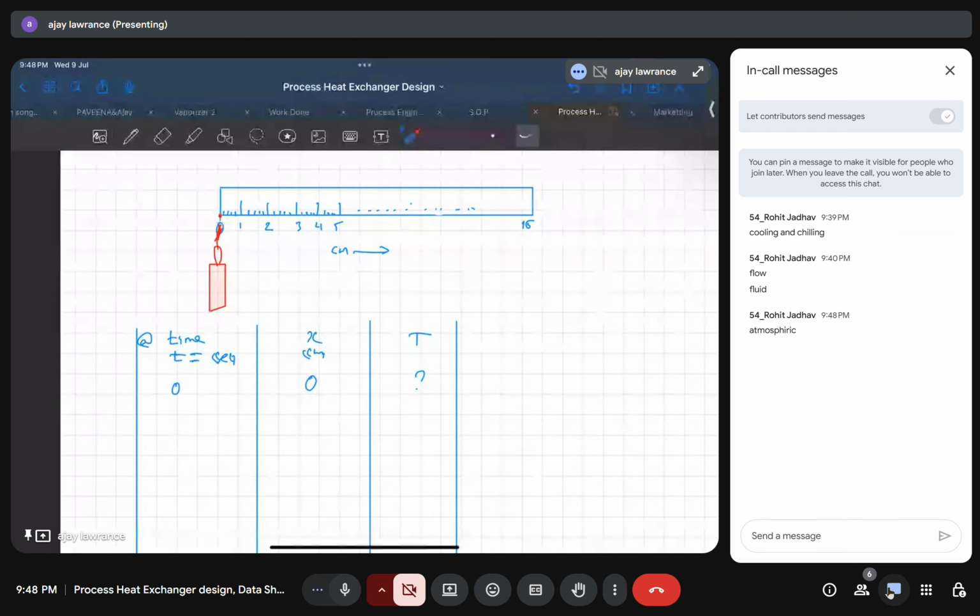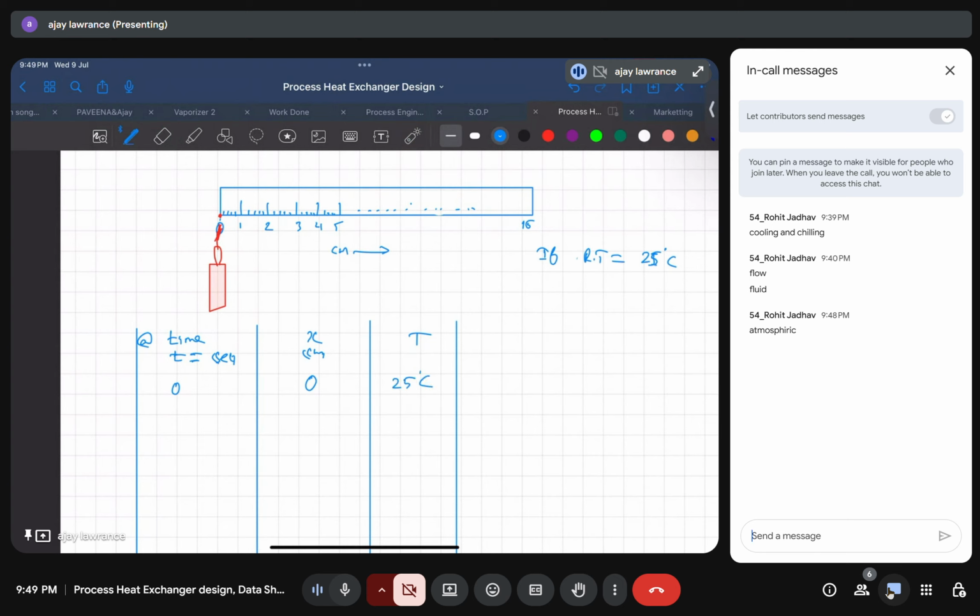Atmospheric temperature. How? Rohit, what you are saying is right, but how are you saying that? I couldn't hear your voice, so you better type. For example, if the atmospheric or room temperature is 25 degrees Celsius, then here the temperature will be 25 degrees Celsius only.